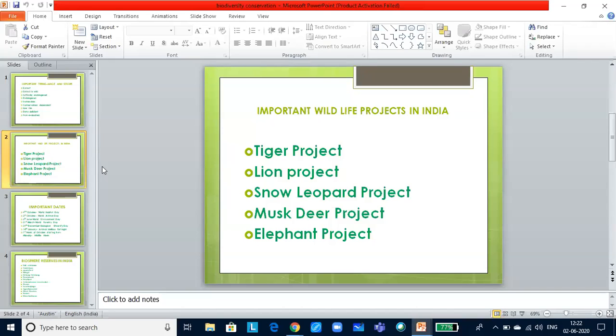Now, 6 values of wildlife you should know are: they are for commercial purpose, recreational, biological, aesthetic, scientific, and social. Wildlife Institute of India is situated in Dehradun.